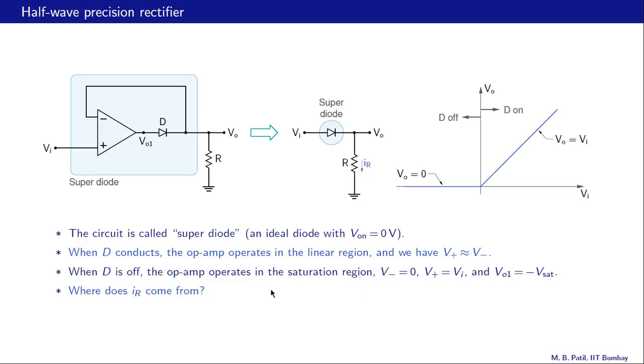One question that arises is, where does IR come from in this figure? Does it come from Vi? The answer is no. It actually comes from the op amp. So it is supplied by the op amp power supply. That's something we should remember.